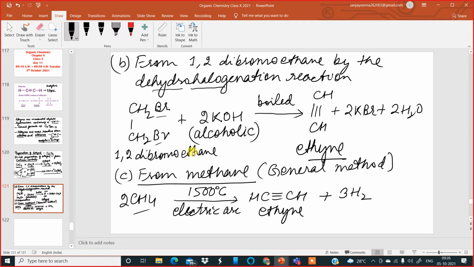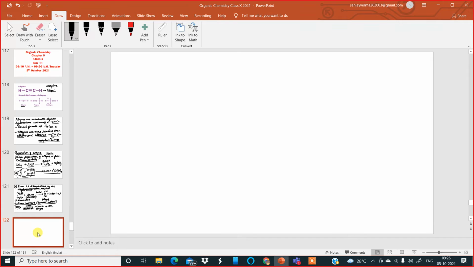So these are the methods of preparation of ethyne. The first one was a lab method. The second one is also a lab method, but number C comes under what is called the general method of preparation of ethyne. Then after this, let us move ahead to the physical properties of ethyne.